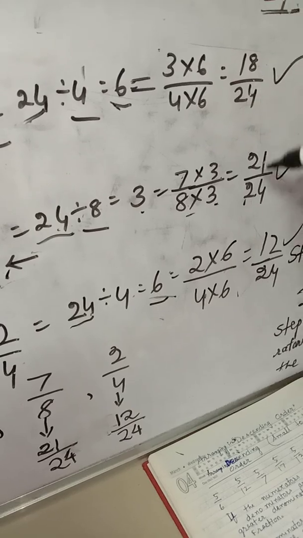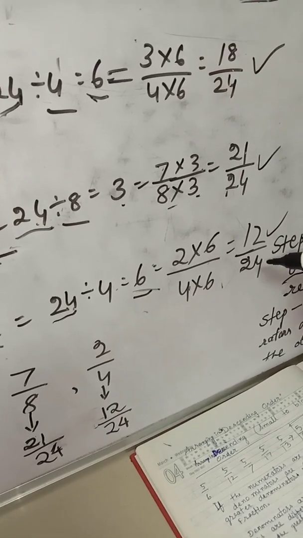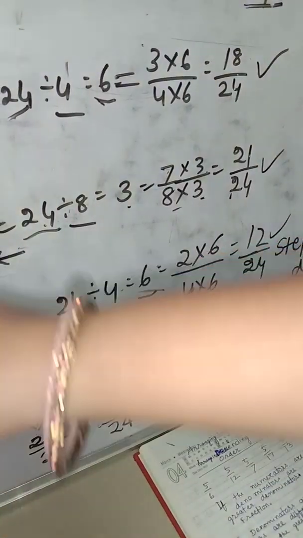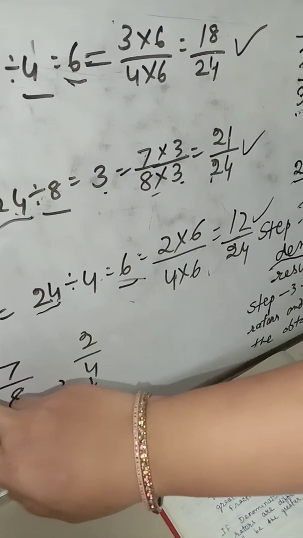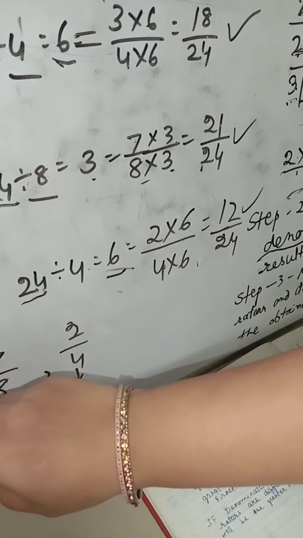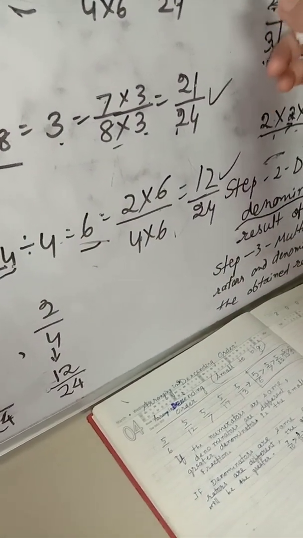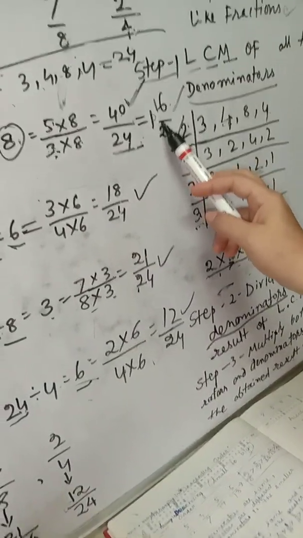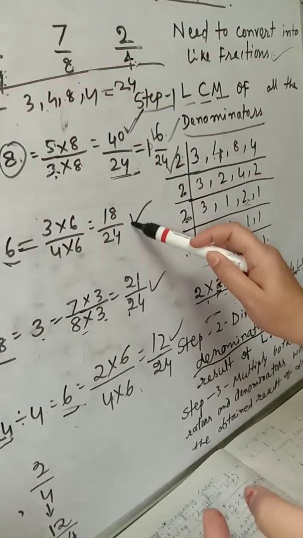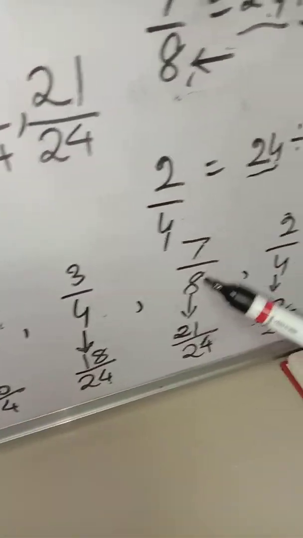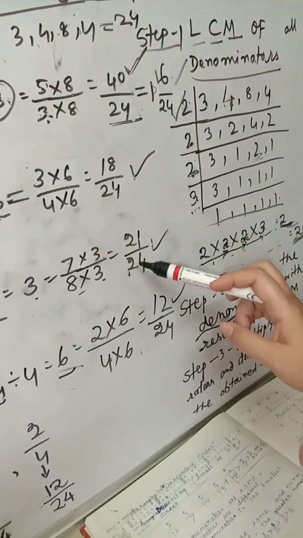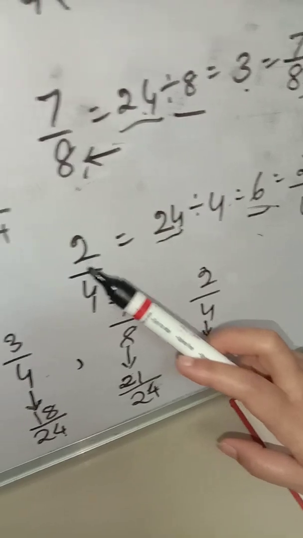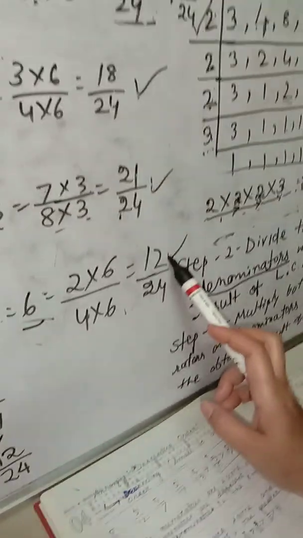Now we have all the new fractions, like fractions. So first we are writing the old fractions which we are going to compare. 5 by 3 means this one, 1 whole 16 by 24. Now 3 by 4 means this one, 18 by 24. Now 7 upon 8 we got the new fraction 21 upon 24, and the last one, 2 upon 4, means it's 12 upon 24.